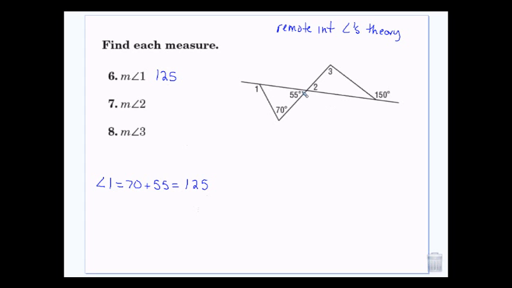Angle 2 is going to be the same, 55. Now, angle 2 plus angle 3 will equal 150. So angle 3 is equal to 150 minus angle 2. Whoops, that's not what I meant, right? So 150 minus 55, so 95 degrees.